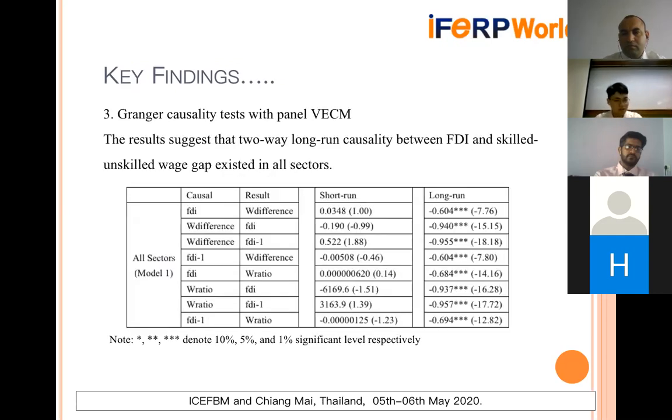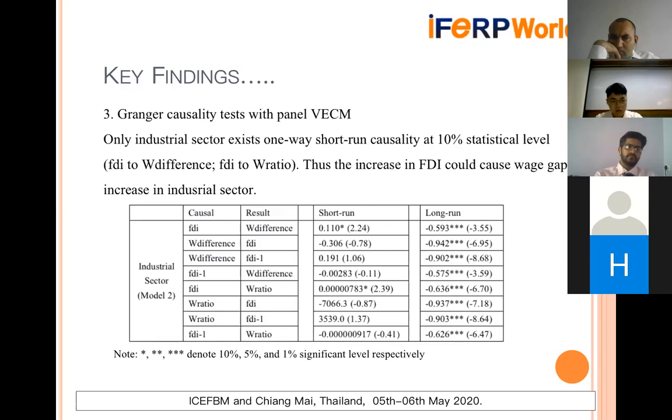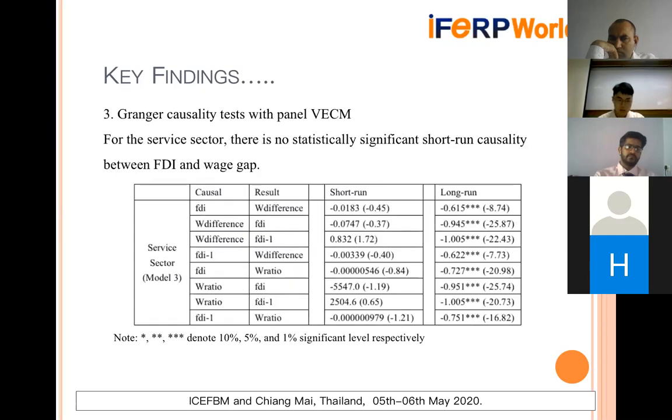The third one is the Granger causality test with panel VECM. The results suggest that two-way long-run causality between FDI and the skilled-unskilled wage gap exists in all sectors. But only the industrial sector has one-way short-run causality at the 10% statistical level. That is, FDI to wage difference and FDI to wage ratio. So the increase in FDI could cause the wage gap to increase in the industry sector. For the service sector, there is no statistically significant short-run causality between FDI and the wage gap.